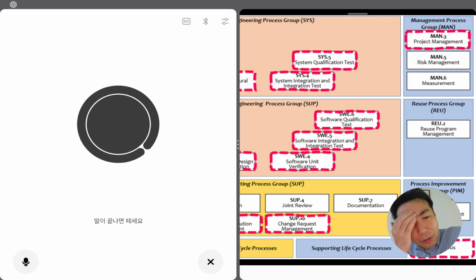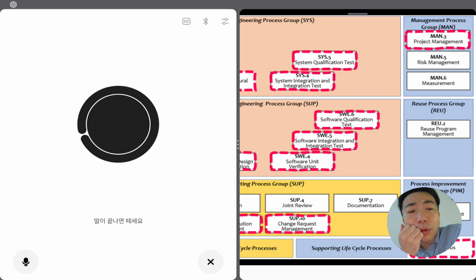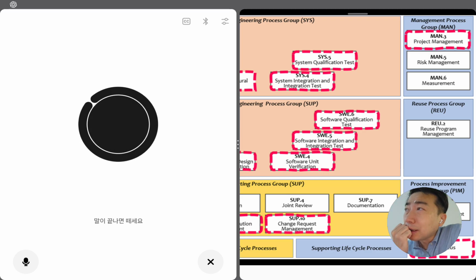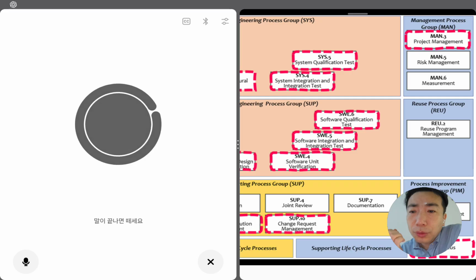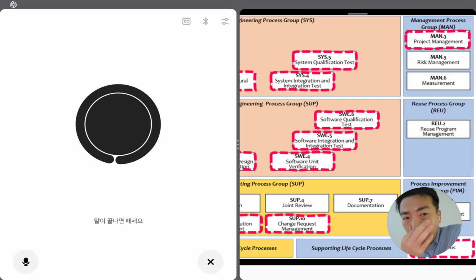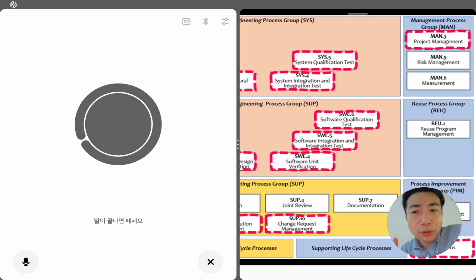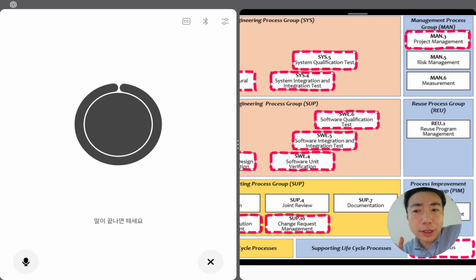GPT, I'm just wondering, how about the organization chart? Does the PM need to write down the organization chart when they want to make a plan clearly?